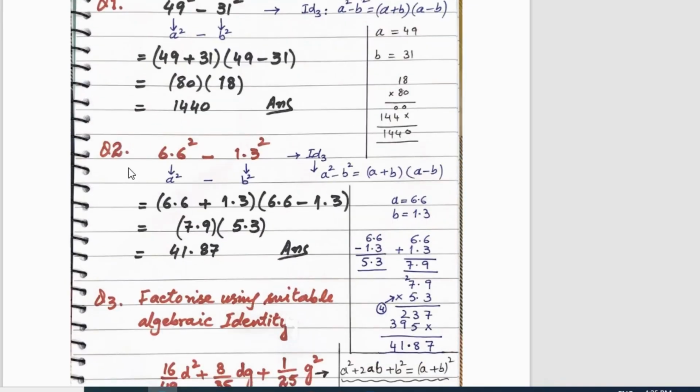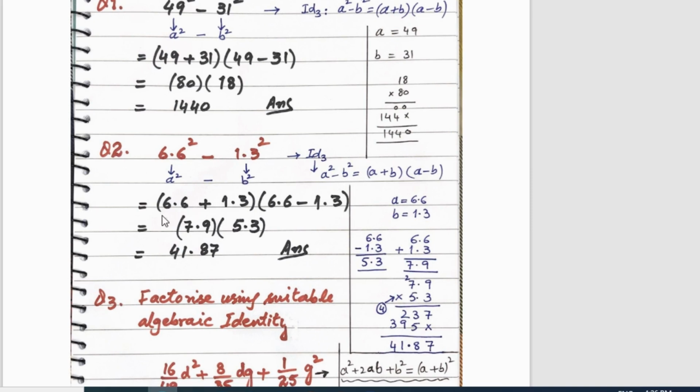Come to the next question. Again the same situation, but the term is in decimal form. We will again use ID3's reversed form. Here a is equal to 6.1 and b is equal to 1.3. Likewise, as we have done in question number 1, we will write it as a plus b and a minus b, because a square minus b square is given to us. This question resembles a square minus b square. So this side is given to us and we will go to the other side.